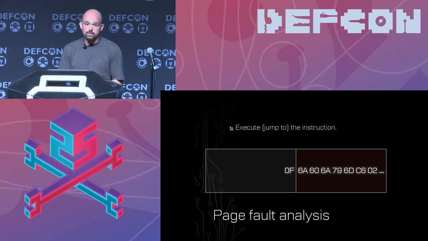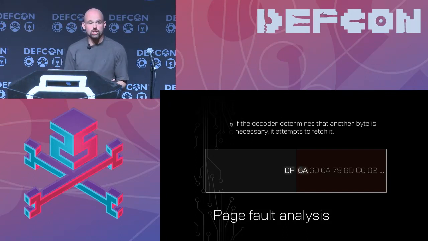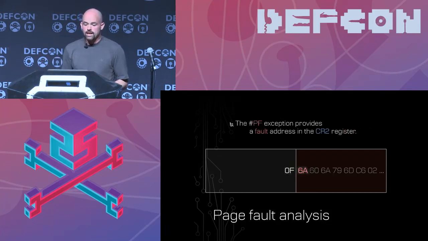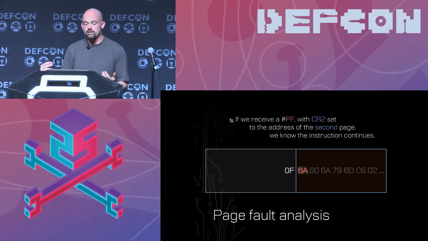Then you execute this instruction, basically just jump to the instruction and see what happens. Internally, the processor's fetcher is going to grab that first byte, that 0F here, and it's going to see 0F is not an instruction by itself. I need more bytes. So it tries to grab the next byte of the instruction. But now it sees that that next byte is on a non-executable page, so the processor throws a page fault. Specifically, the processor is going to generate a page fault exception with the fault address in the CR2 register. So CR2 points to the address of that second page.